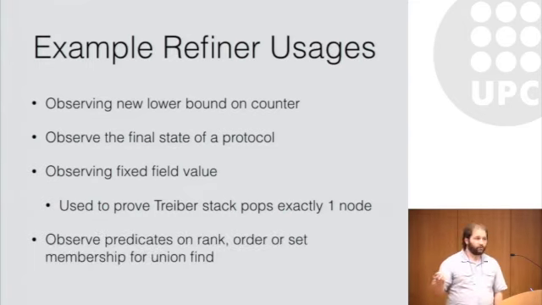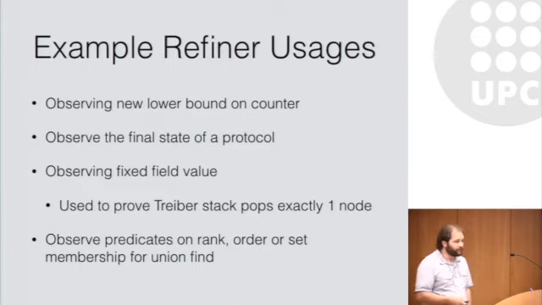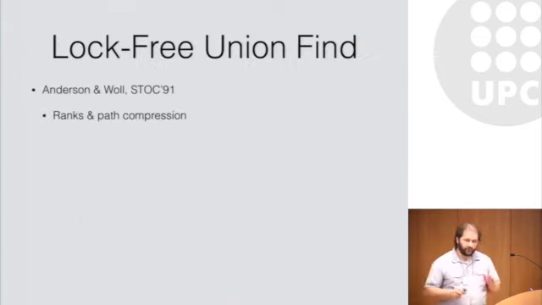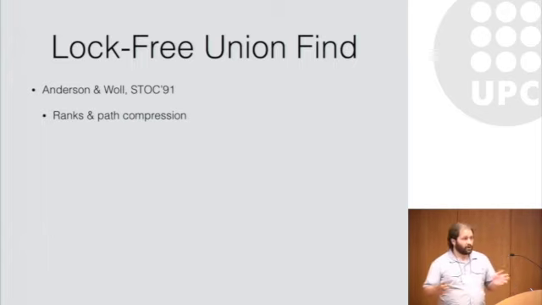And this scales all the way up to more complicated examples that we didn't even know about when we worked out the theory behind this, like a lock-free union find implementation. So Anderson and Wall wrote a nice paper in STOC 91, which no longer seems to publish concurrent data structure papers, for a lock-free union find implementation that includes the standard optimizations you would expect coming out of a data structures textbook.